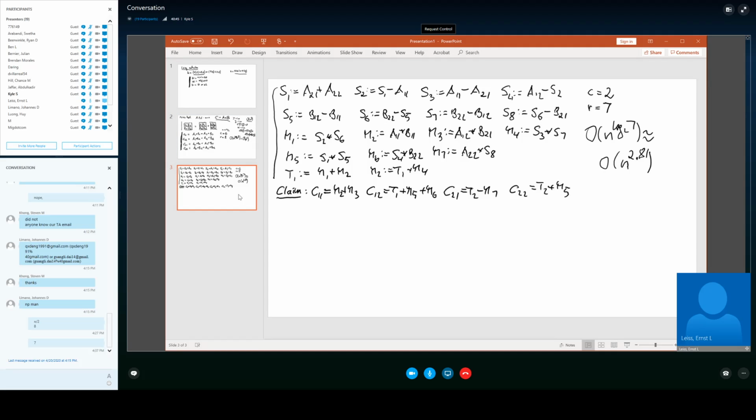Now, the crucial observation here is that a multiplication is an expensive operation. We'll have to talk a little bit more about how expensive, but it is an expensive operation. On the other hand, an addition is cheap. It's n squared.